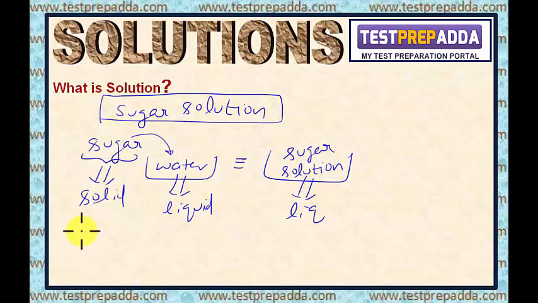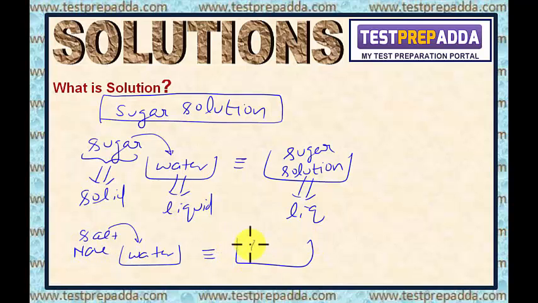Now, if I take the example of salt solution, salt is mixed with water. For example, NaCl. Now, we will get salt solution.